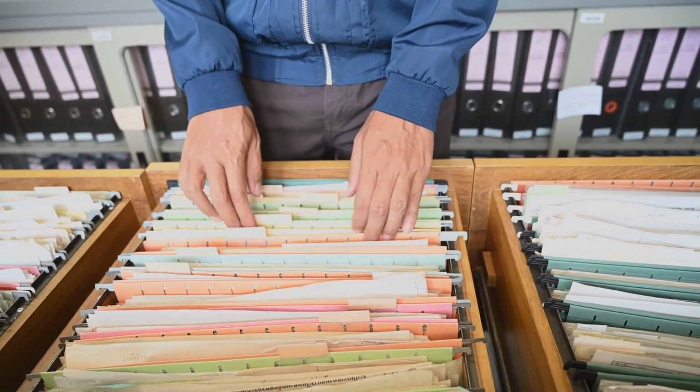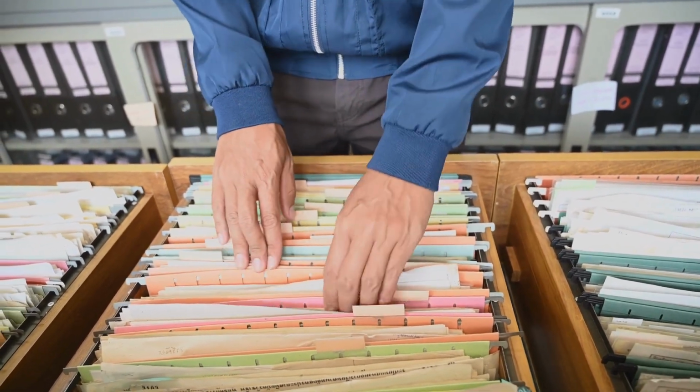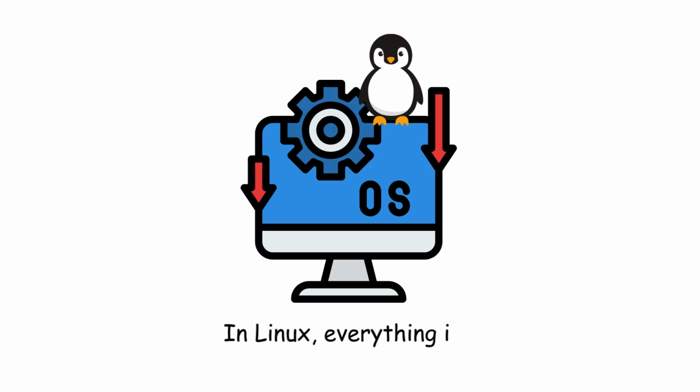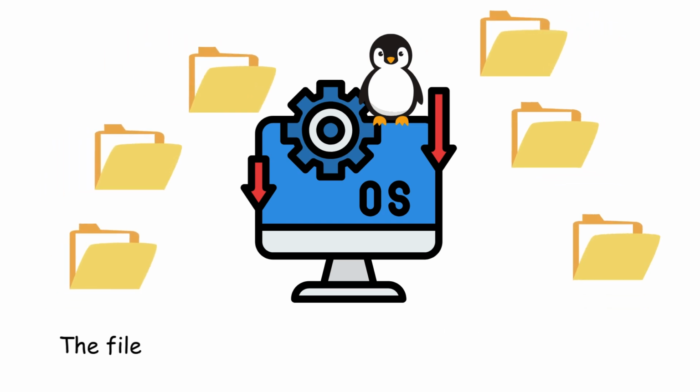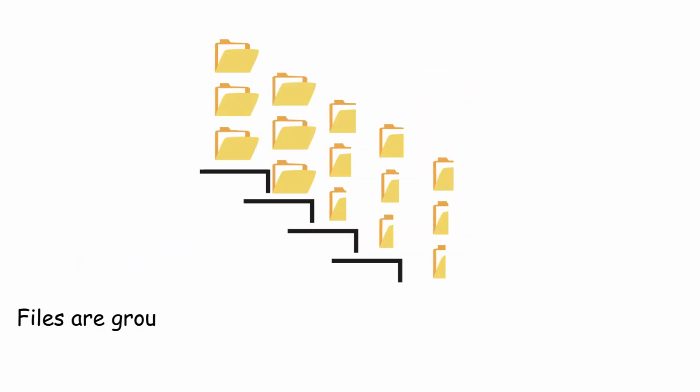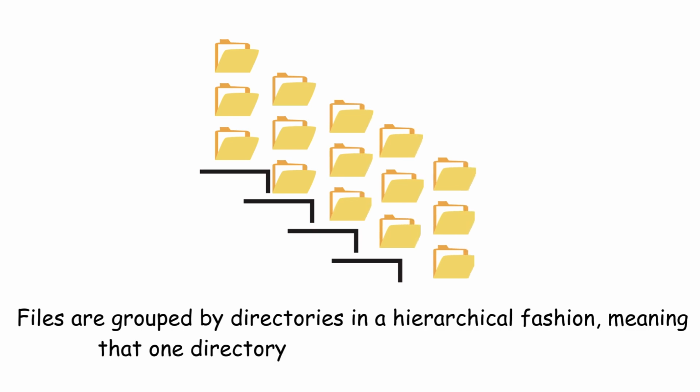Linux file system hierarchy is a mysterious maze of directories. In this video, we will discover the function of the most widely used Linux directories. In Linux, everything is a file. The files constitute all the operating system components. Files are grouped by directories in a hierarchical fashion, meaning that one directory can be above or below another.